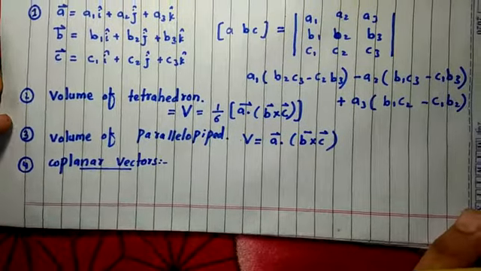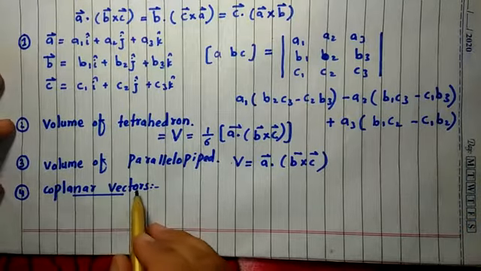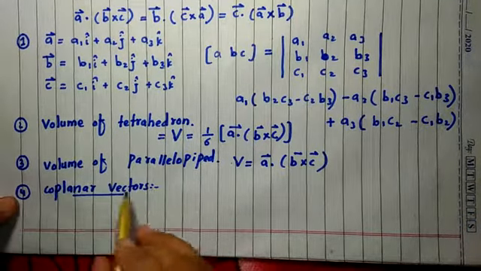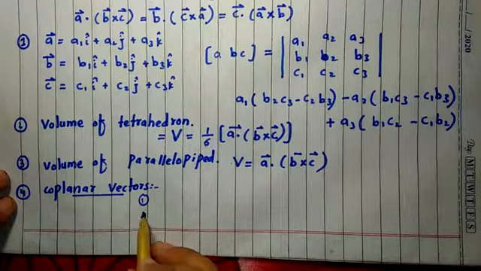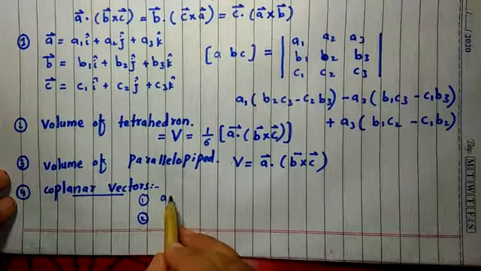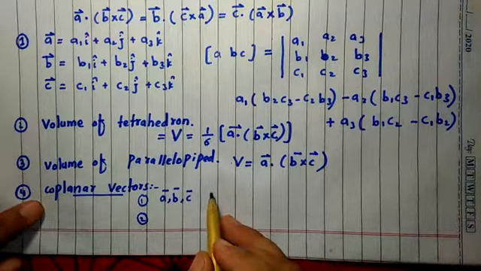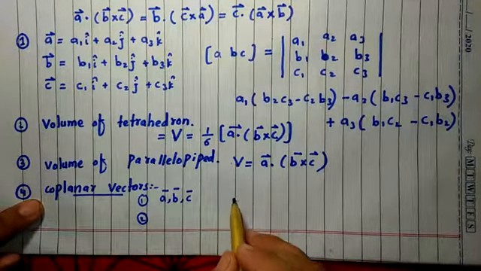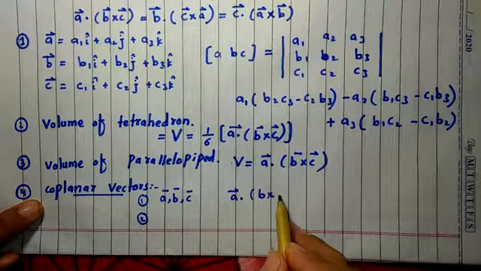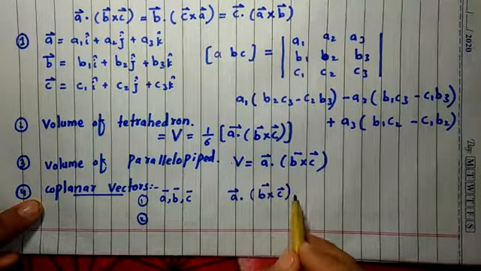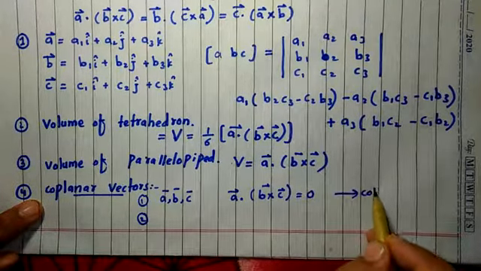So if we are solving the problems of coplanar vectors, I can write two cases here. If there are three vectors A, B, C, then how we will show that these are coplanar? Simply find out their scalar triple product. If the product is equal to 0, then these vectors are coplanar.